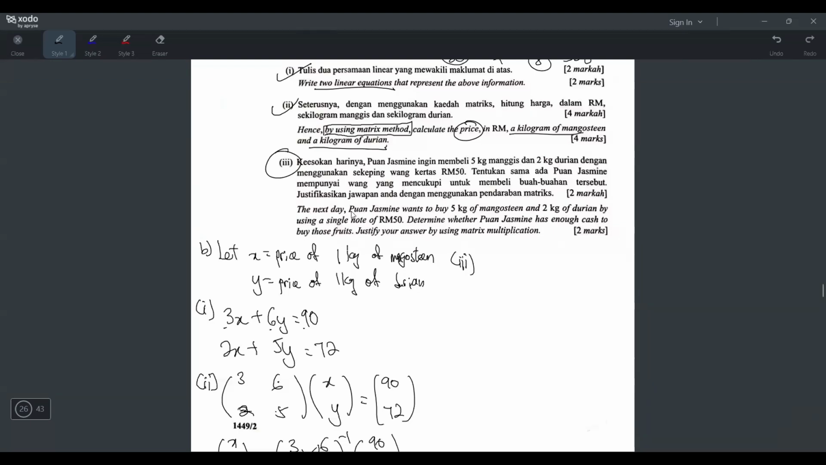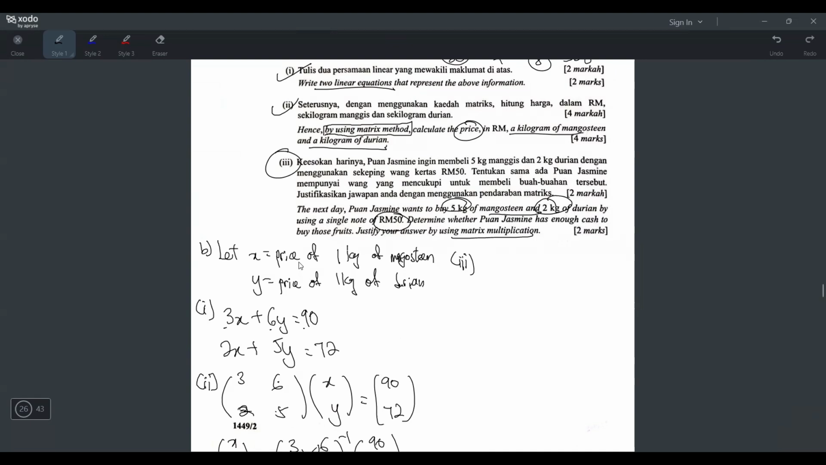So, apa dia mau? The next day, Puan Jasmine wants to buy 5 kg of mangosteen and 2 kg of durian by using a single note of 50 ringgit. Determine whether Puan Jasmine has enough cash to buy those fruits. Justify your answer by using matrix multiplication. Okay, we can calculate the amount she needs to pay.